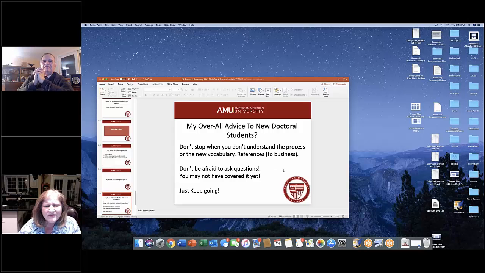Next, my overall advice to new doctoral students. Don't hesitate or stop when you don't understand the process or new vocabulary. In the very beginning, everything was business related, and as I said, I had a hard time putting, it was like putting a square peg in a round hole. And I was frantic about looking up everything and being able to memorize it, and the process was much more relaxed than that. It was like more of a discovery and an exploration rather than something that was so rigid.